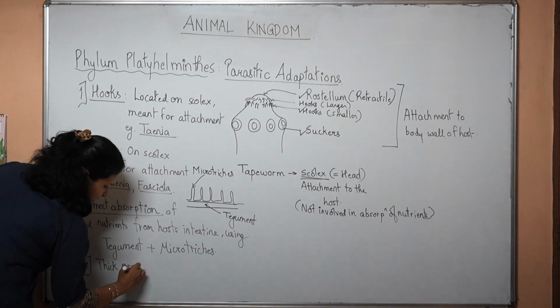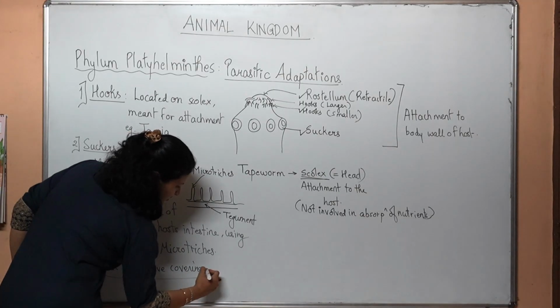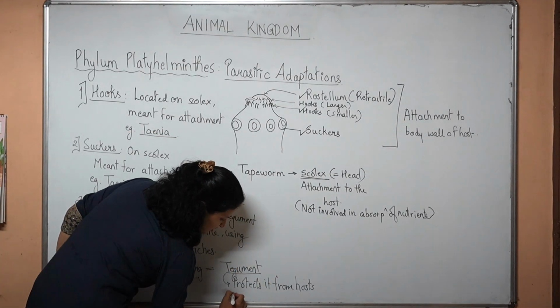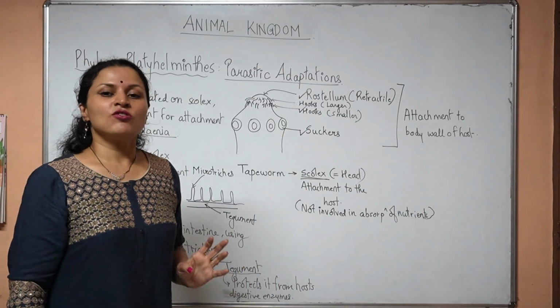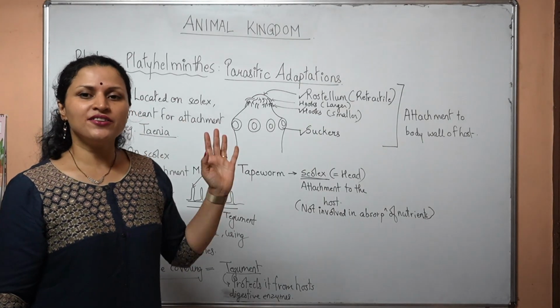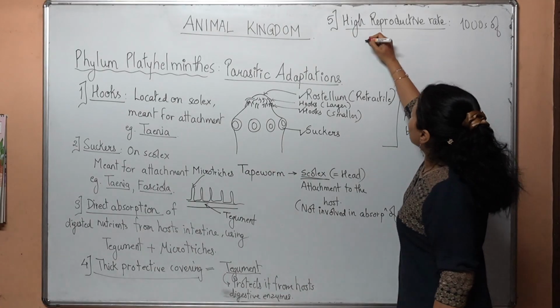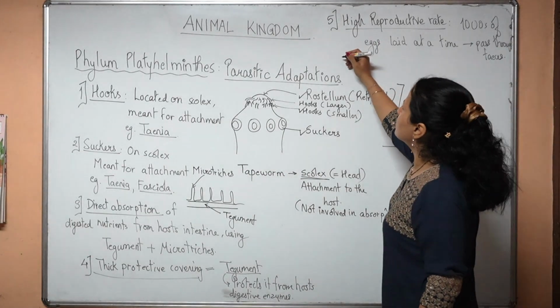Fourth point, the parasitic forms also have a thick protective covering called the tegument, which protects it from the host's digestive enzymes such that the worm does not get digested. Such kinds of parasites are also known to have a very high reproductive capacity. High reproductive rate: thousands of eggs are laid at one time, which pass through feces and infect other hosts.